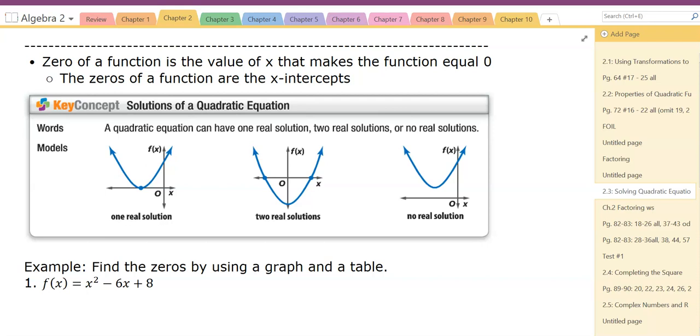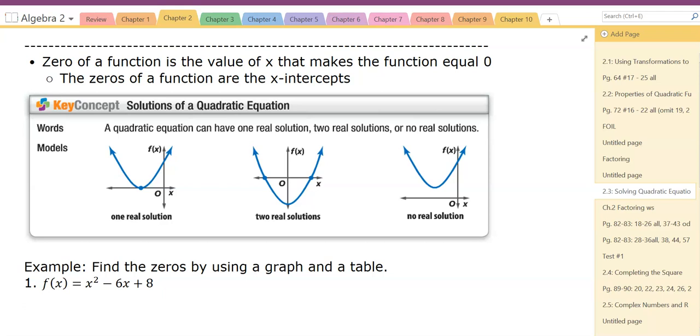So previously we had been solving these quadratic equations by factoring. That's what we were practicing earlier, where you factored it, set each piece equal to 0, and then solved them for your x. We can also do graphing and find solutions as well.